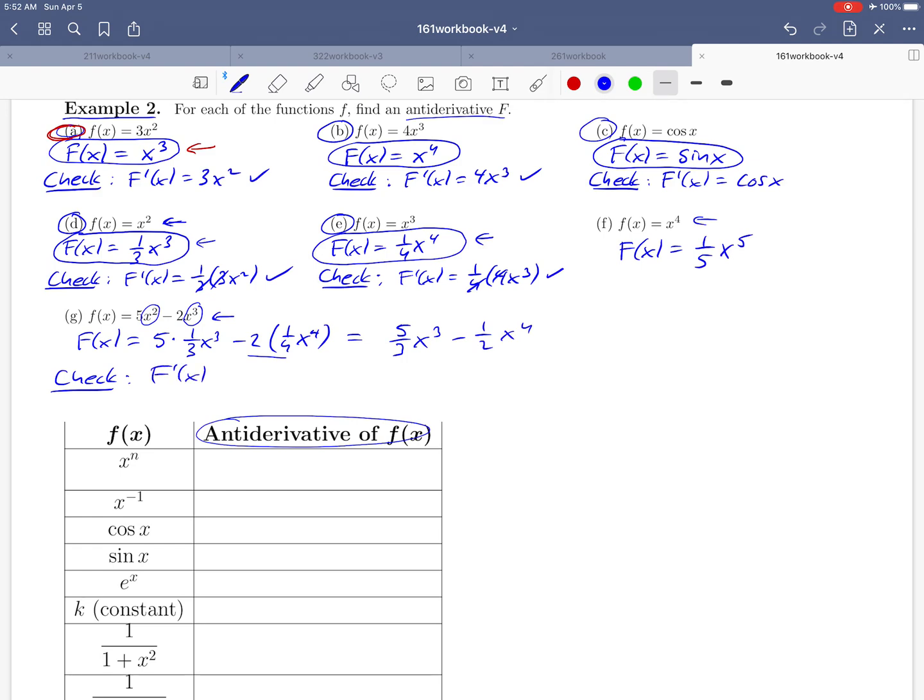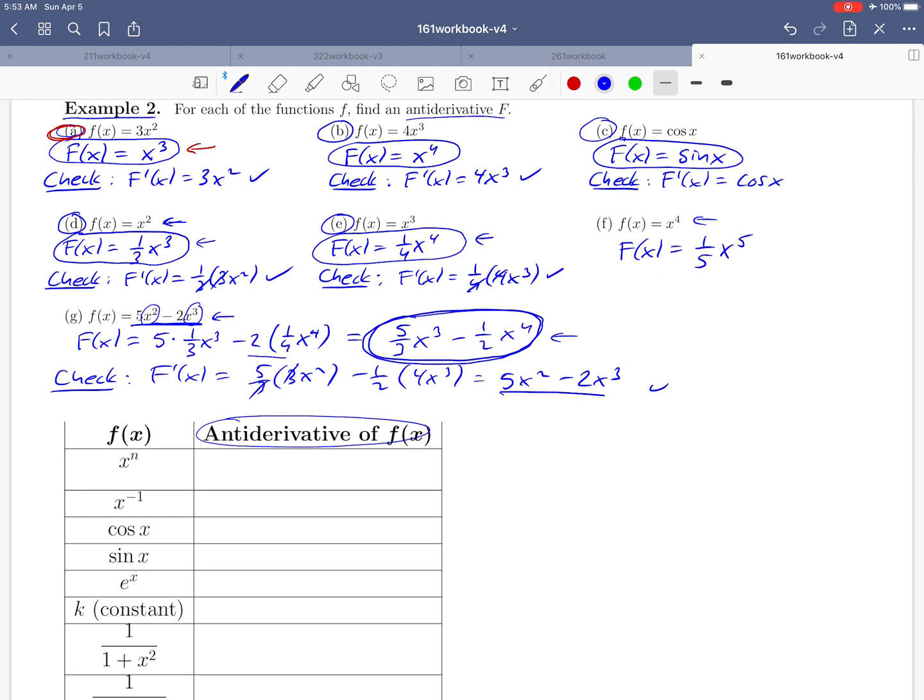So what do we get if we take the derivative of capital F? Well, we look at our function up here, we're going to get 5/3. Derivative of x cubed is 3x squared. Minus 1/2 times the derivative of x to the 4th is 4x cubed. And notice that if we do the cancellation here, we indeed get back to the original function: 5x squared minus 2x cubed, that's the function that we wanted to get. It agrees with what we started with, and so we've confirmed that our guess up here was correct. That is an antiderivative of the function 5x squared minus 2x cubed.